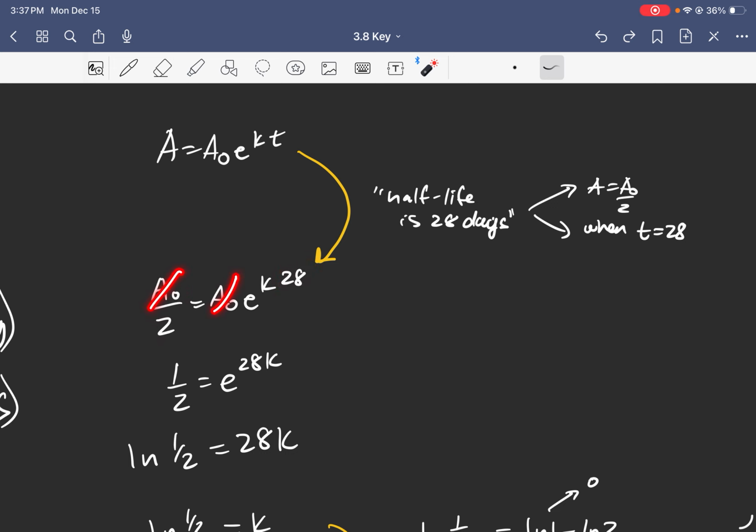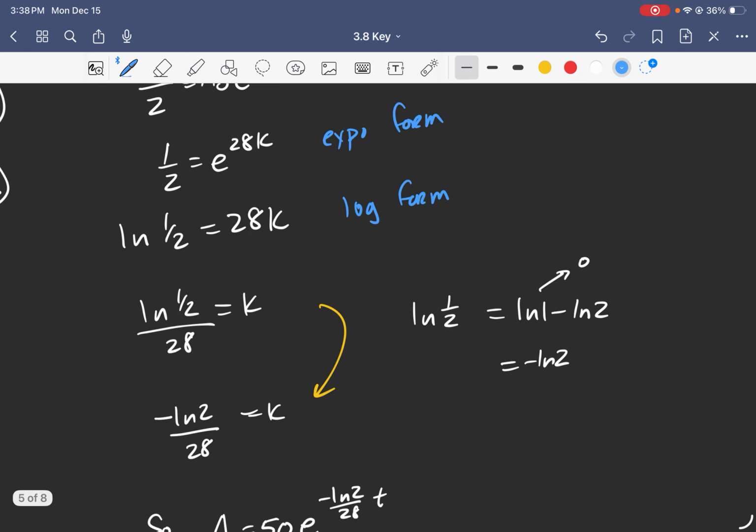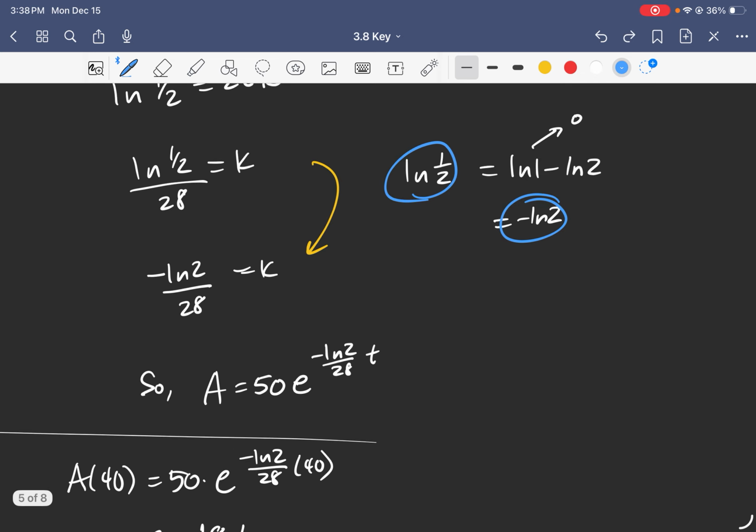So then I can divide both sides by A naught to get this, and then take it from exponential form into log form. I think you very quickly see that you get this. But then notice the natural log of a half is equal to the natural log of 1 divided by 2, which is the natural log of 1 minus the natural log of 2. But the natural log of 1 is 0. So this is just equal to that, and it makes it look much nicer. So that's my K. So that is now my function.